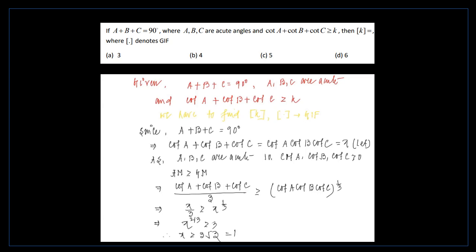Now this is k according to the given information, and we have to find the box of k. So 3 root 3 will be more than 5 and less than 6. So the box value is 5.